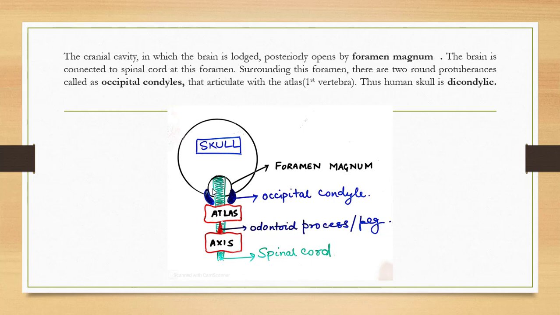So basically this hole is where the spinal cord is connected to the brain, and surrounding this foramen there are two round protuberances, which I have shown with the blue color here. There are two round protuberances or projections called occipital condyles that articulate with the atlas. The occipital condyles join the atlas, which is the first cervical vertebra.